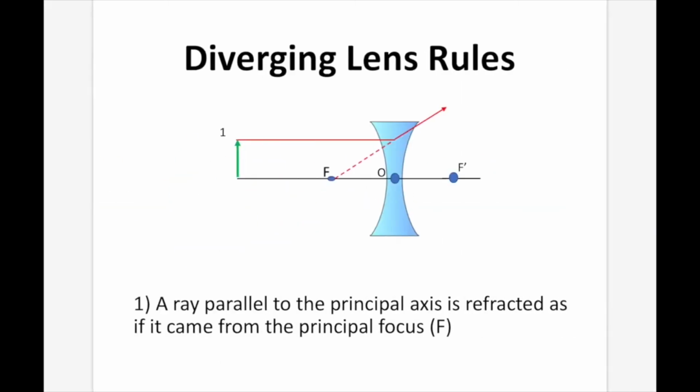Now, diverging lens rules. Number one, a ray parallel to the principal axis is refracted as if it came from the principal focus. So there's the principal focus there. Our ray hits the lens and then is refracted out as if that ray originated from the focal point.